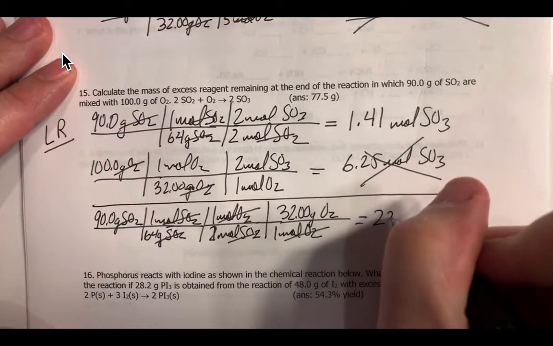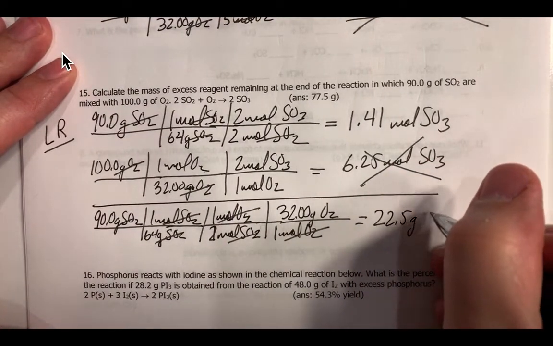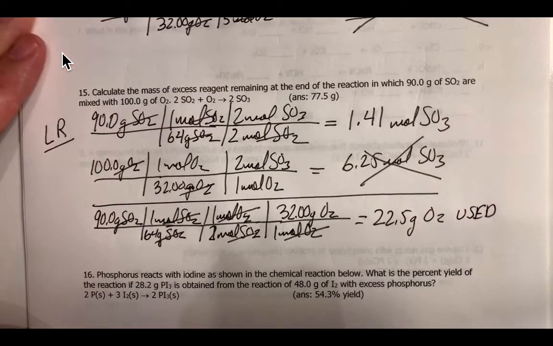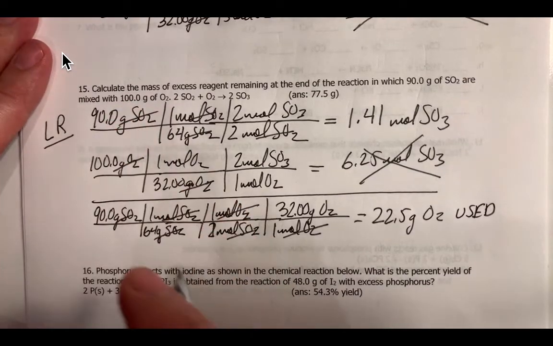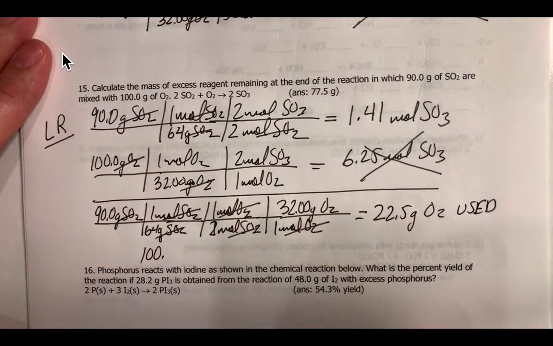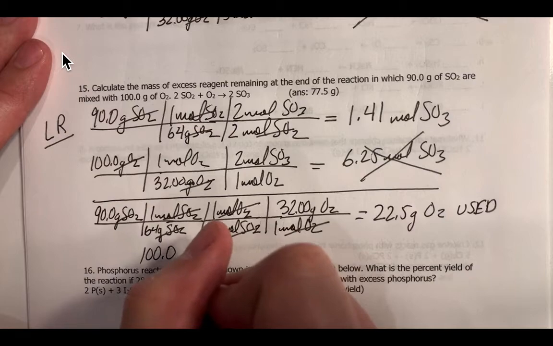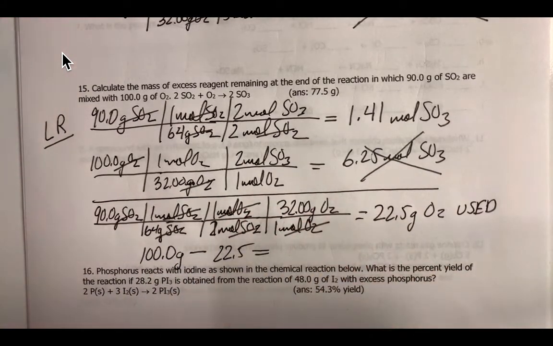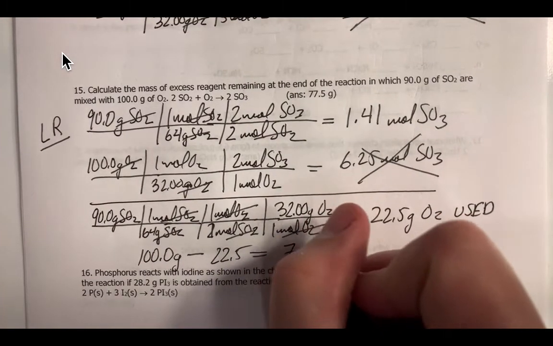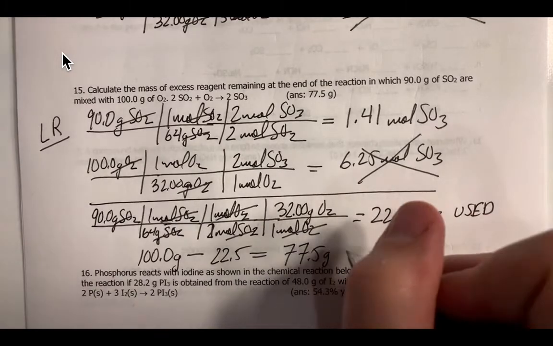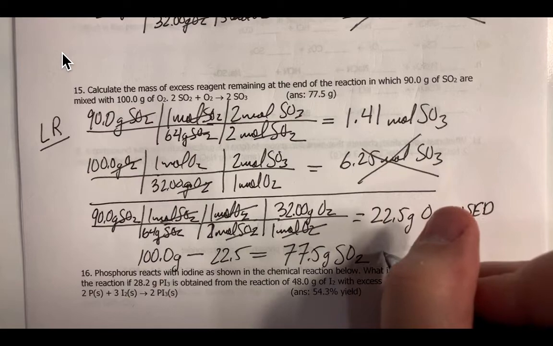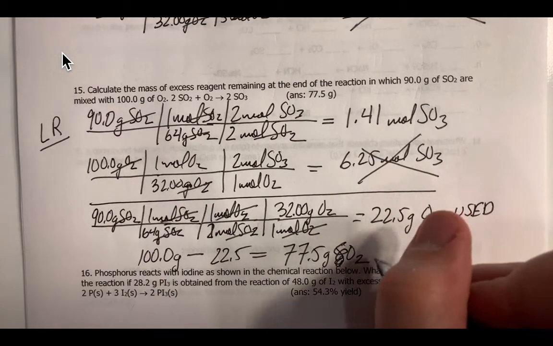Okay, 22.5 grams of O2 were used. We started with 100, so 100.0 at the beginning, minus 22.5, which were used, leaves us with 77.5 grams of O2 remaining.